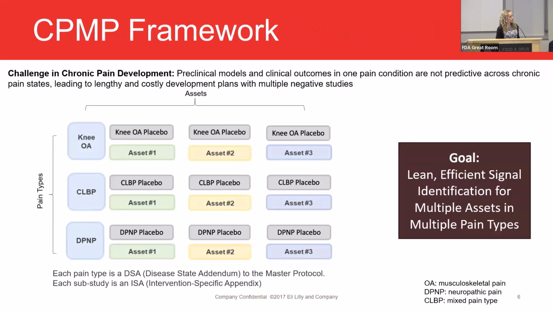So this slide summarizes the framework. You can see the 3 pain types coming down the rows there: osteoarthritis, chronic lower back pain, and diabetic peripheral neuropathic pain, really representing 3 different types of pain. So they were selected very purposefully, and a lot of discussion went into selecting those pain types.